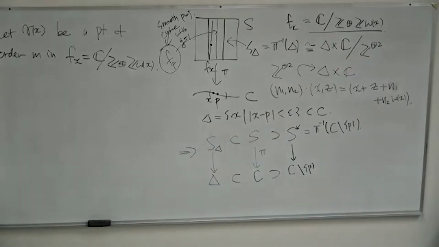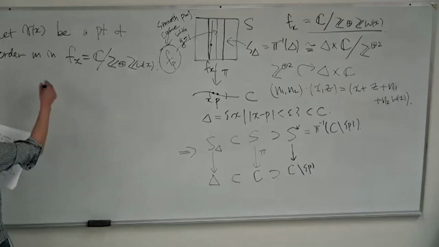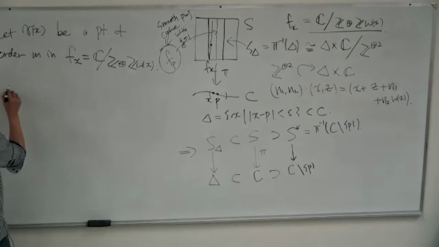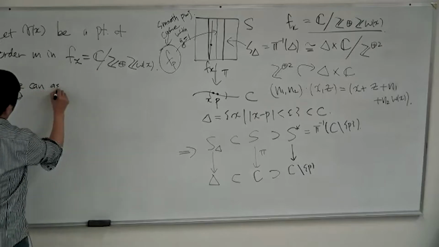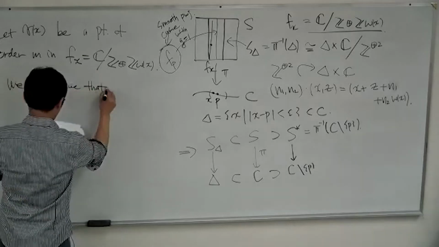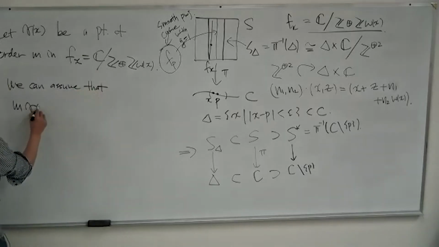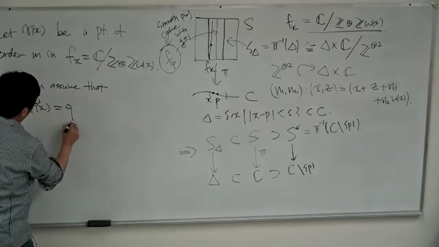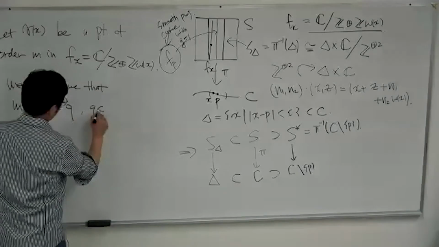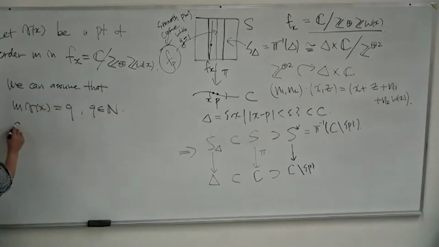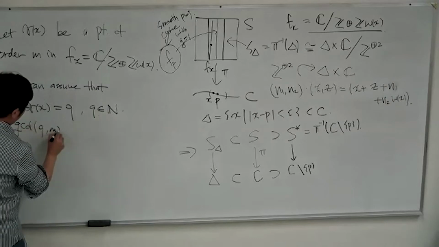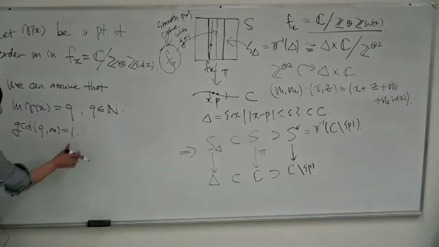Anyway, then I can consider this gamma x to be a point of order m in this fiber. For convenience, we choose a base of this lattice. We can assume that m times this gamma x is always q, where this q belongs to N, and the GCD of q and m is trivial, for all x.